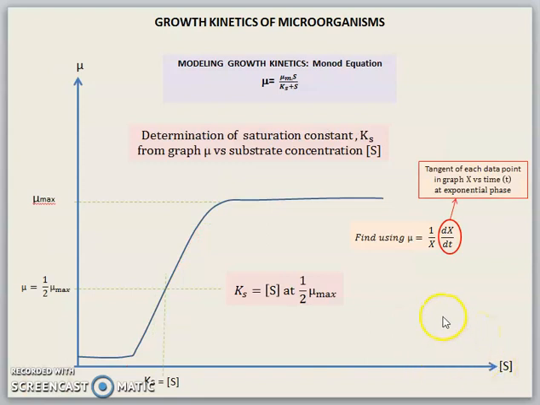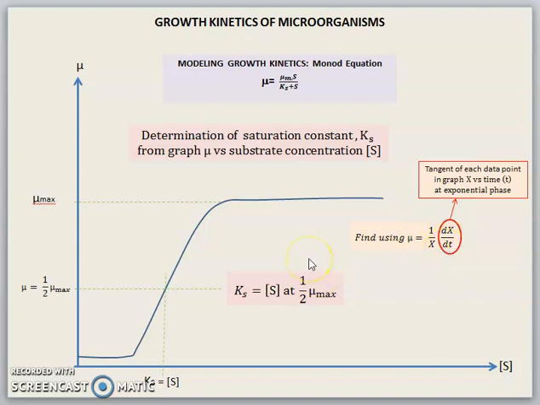So, in order for us to find the Ks value, the saturation constant value, we know that this saturation constant value is equivalent to the concentration of S at half mu max. In order to identify the Ks value, first we have to identify the mu value for each of the tabulated data.